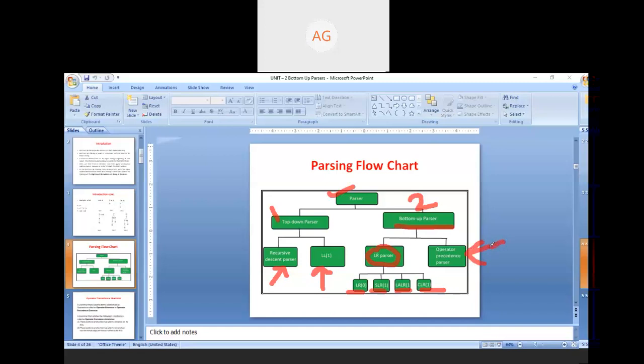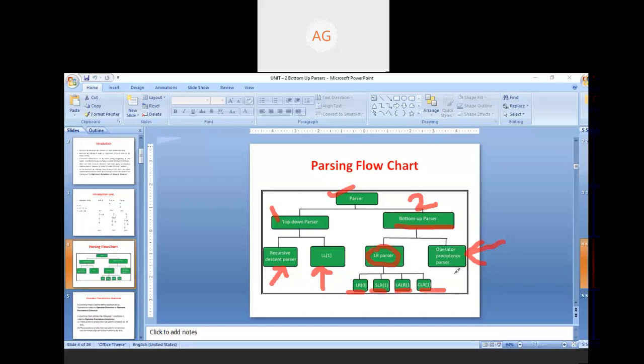We are going to start with the operator precedence parser, because in your midterm exam there are two units coming, unit 1 and unit 2. If we have not completed unit 2 by the time your midterm exam starts, then whatever has been covered in unit 2 will come in your examination. But unit 1 will surely come in your examination.